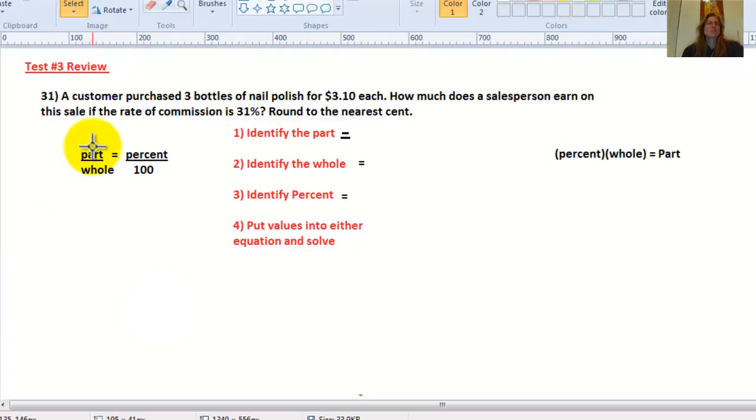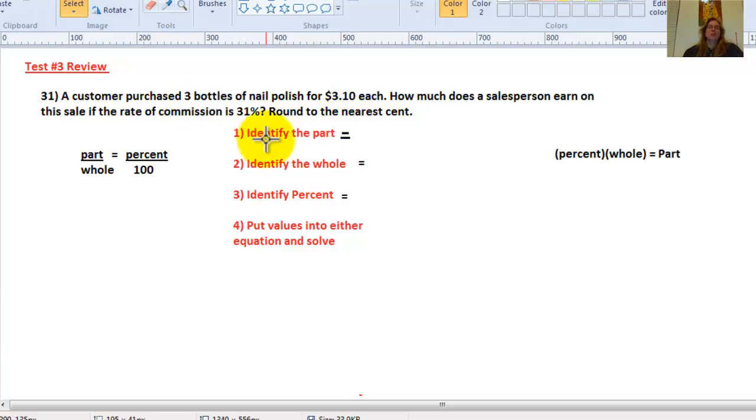Alright, this is question number 31 on test 3 review. A customer purchased 3 bottles of nail polish for $3.10 each. How much does a salesperson earn on this sale if the rate of commission is 31%? Round to the nearest cent.